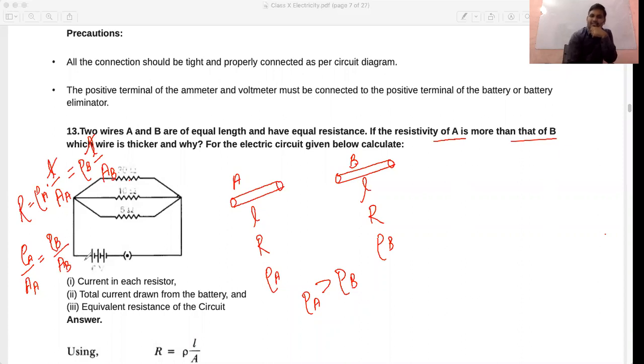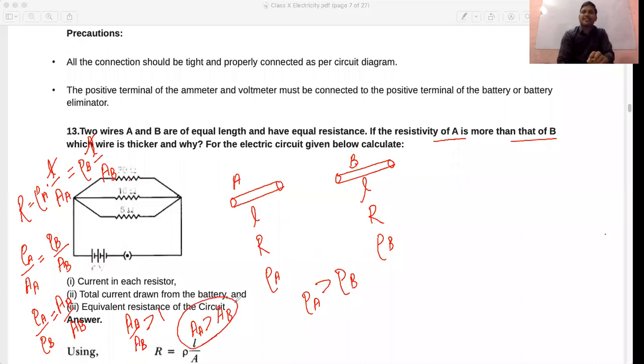Now you can further simplify, and it can be written as rho A divided by rho B equals area of cross section B divided by area of cross section A. Now you can see rho A is greater than rho B, so this value is going to be greater than 1. So the area of cross section A is greater than the area of cross section of B. So you can see the first wire is thicker than this one. So A will be thicker.